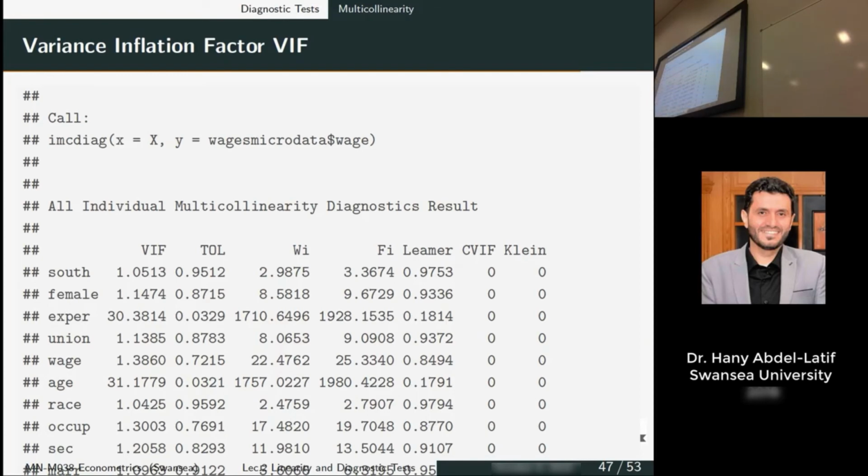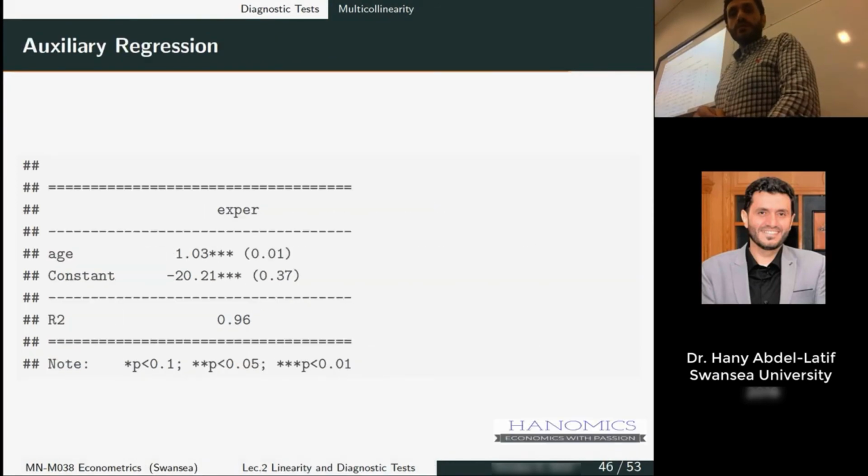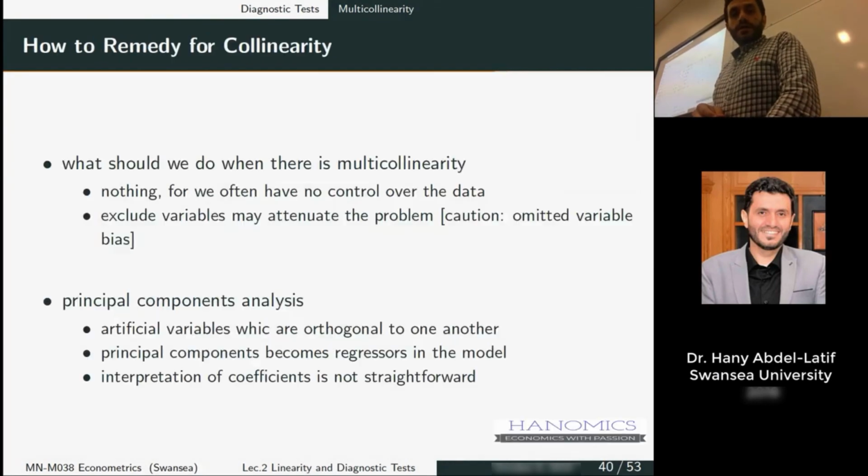Okay, so it's very obvious that these two variables are causing the issue of multicollinearity. So how do we deal with this? How to remedy multicollinearity.